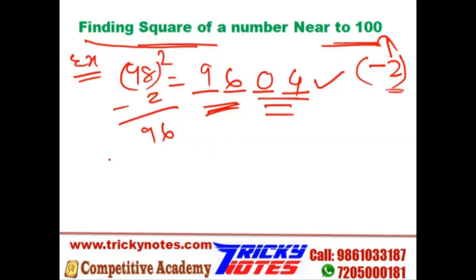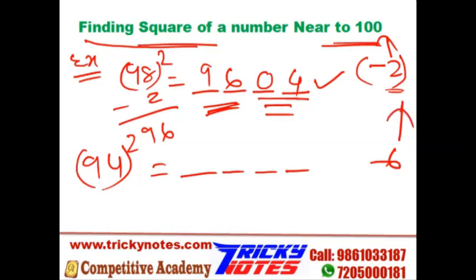Let's take one more example. 94. We'll find out the square of 94. So friends, the square will have again 4 digits. 94 is 6 less than 100. So to find out the first 2 digits, we will subtract 6 from 94. So we are getting 88. So we got the first 2 places, that is 88.